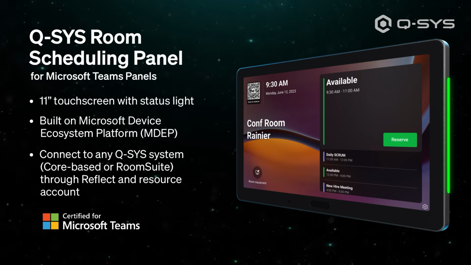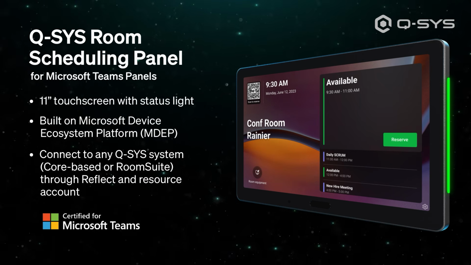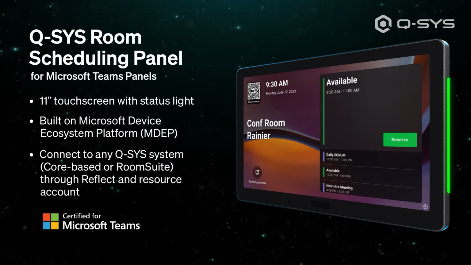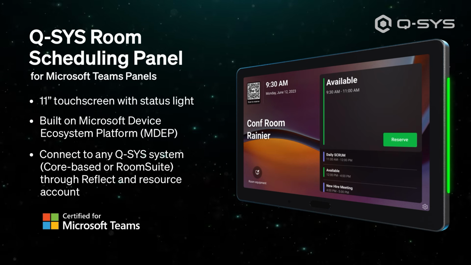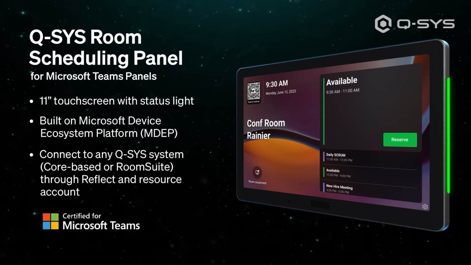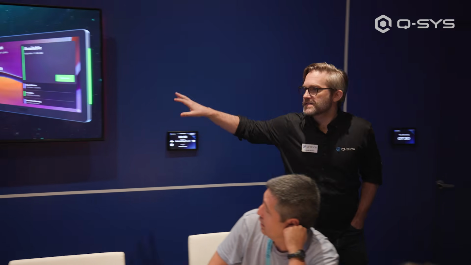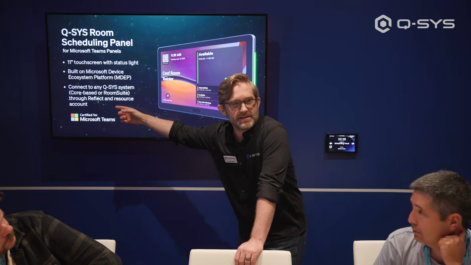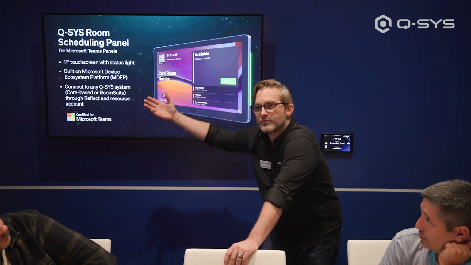So this is an 11-inch touchscreen panel with an LED on the side that tells you the status of the room or the meeting, so you can tell we're in a meeting all day with that red light. It is built on MDEP, the Microsoft Device Ecosystem Platform, and that means that it is, as of now, a certified device. But the cool thing is that it is not exclusive to RoomSuite itself. Now we have it featured in both of our RoomSuite solutions, but you can use this with any of our core-based solutions as well, which means that you can use the data that this is actually providing over something like our remote monitoring management system, Q-SYS Reflect.